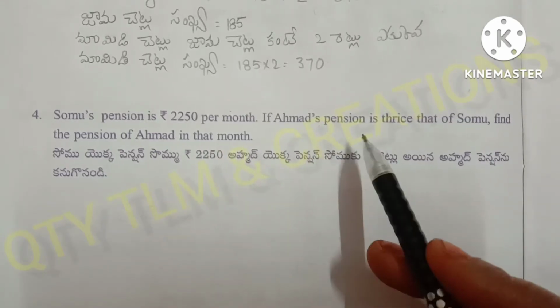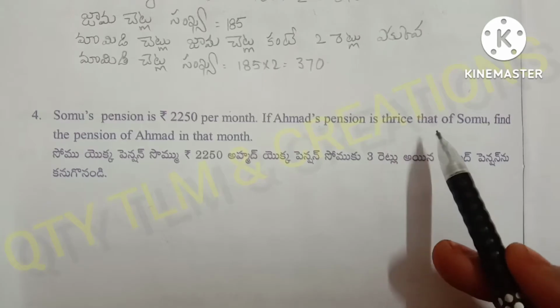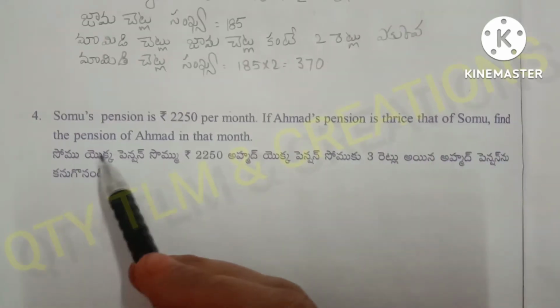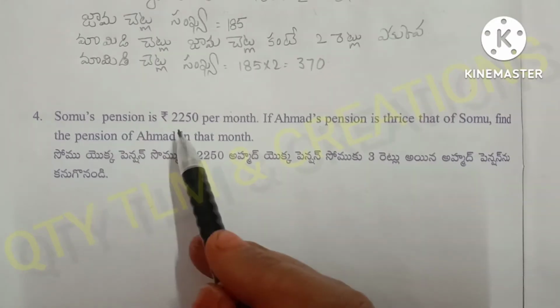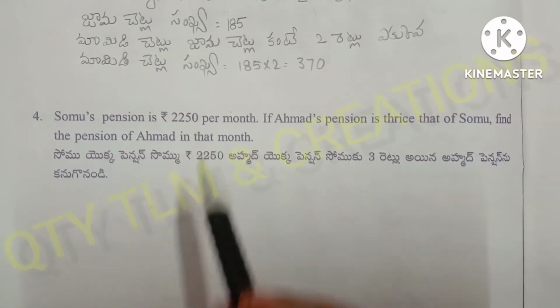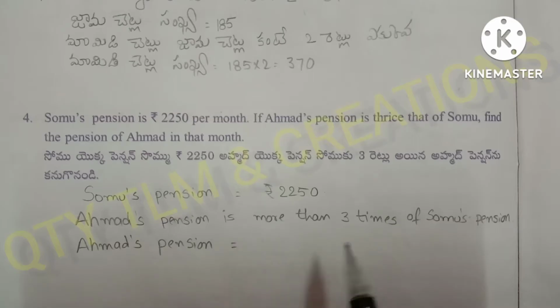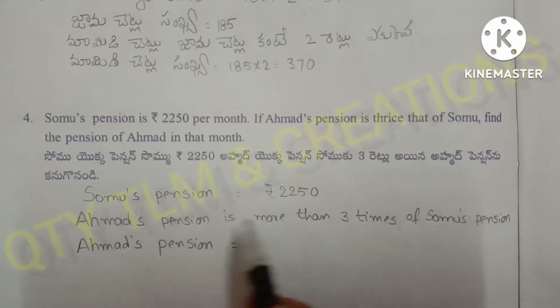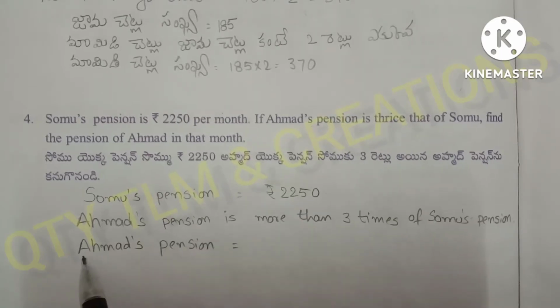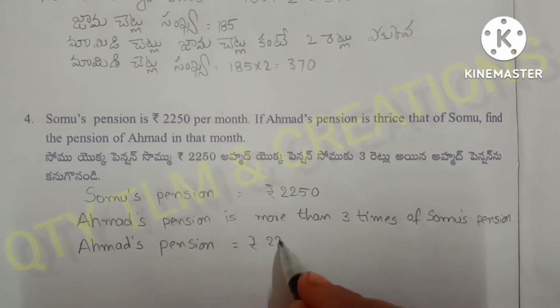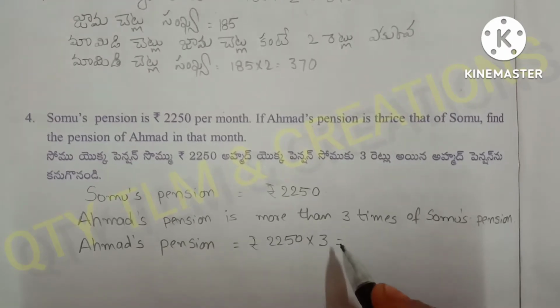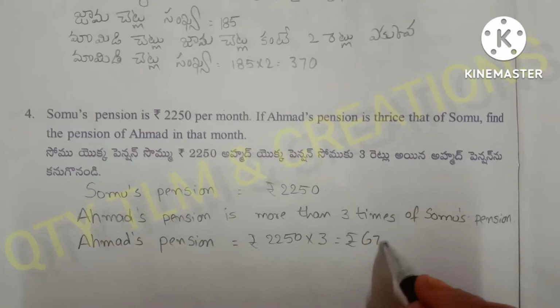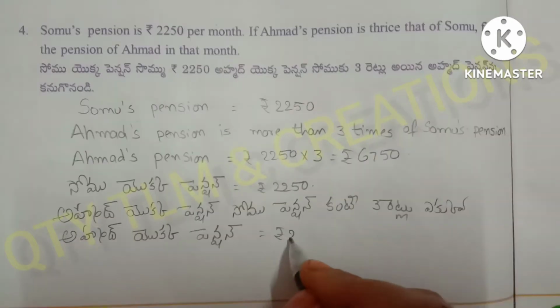Next question. Somu's pension is 2250 rupees per month. If Ahmad's pension is thrice that of Somu, find the pension of Ahmad in that month. Somu's pension equals 2250 rupees. Ahmad's pension is 3 times Somu's pension. So Ahmad's pension is 2250 rupees into 3 times. So that equals 6750 rupees.